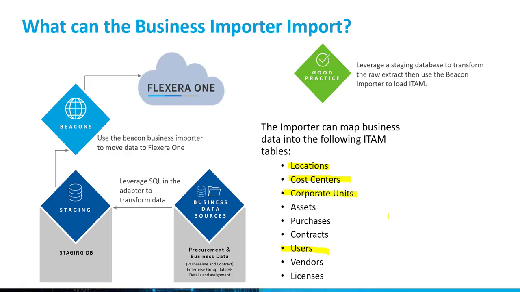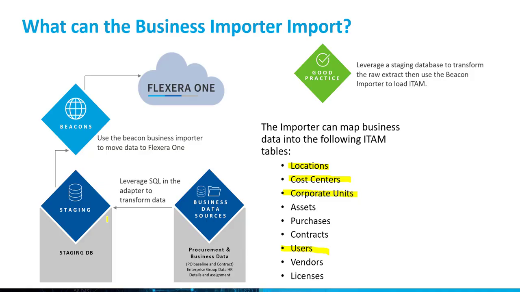Typically, the data is not ready to come straight into Flexera One, where you take the source field and map it directly to a target field. So you typically have a staging structure in between, in which you would bring the raw data down and then manipulate that data so it's ready to be imported into Flexera One.